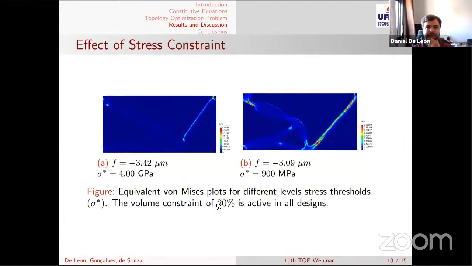So here are the stress plots. You can see that here we have some elements, especially in the hinges, that are active, at 4 giga, but when we decrease the sigma star to 0.9 giga, we have a lot of elements in the mesh that are active. So of course the kinematic of the mechanism is decreased a little because we have a constraint in the maximum stress. So now let's pay attention to this letter B here.